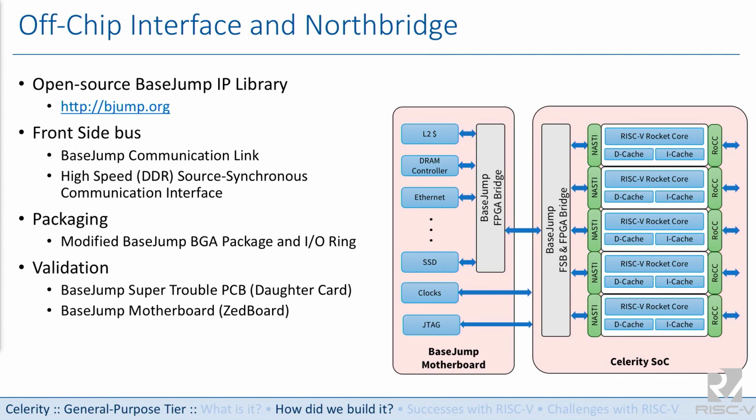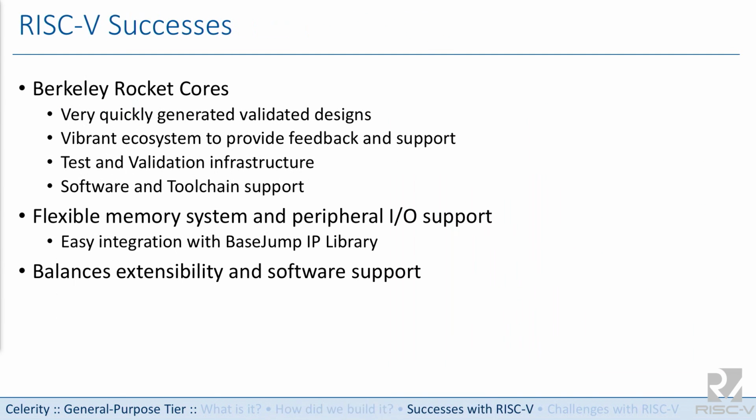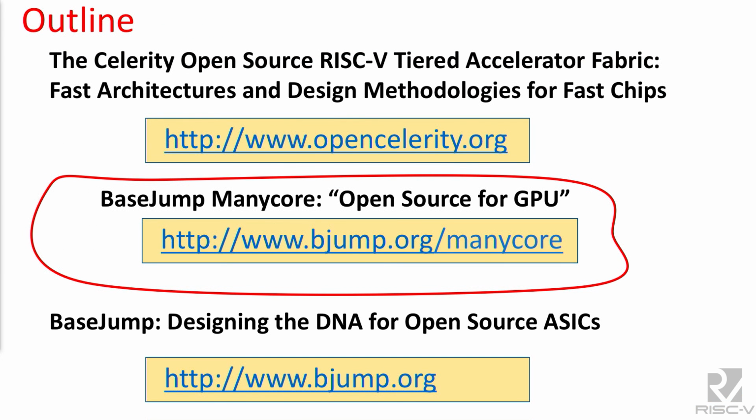So in terms of communicating off-chip, we had this BaseJump library, which provides the front-side bus, and then we also have an open source package and then a bunch of code for testing. Okay, so here we really found the RISC-V ecosystem to help accelerate our schedule. It was very effective. The Rocket cores, but also a lot of the components that we'd built up in the BaseJump library really helped. So now I'm going to talk about the Manycore.